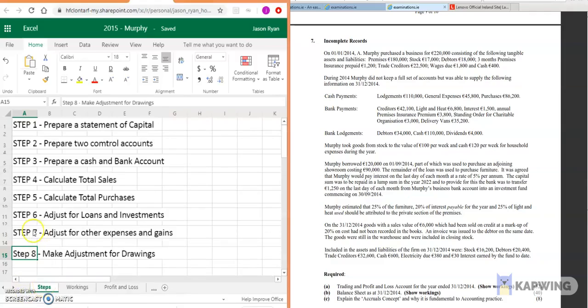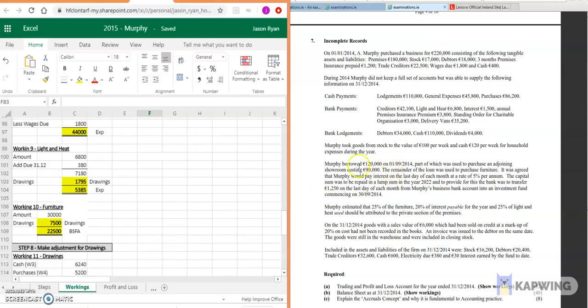Okay, so let's have a look at step number 6, just for loans and investments. That means that there must be a loan and investment in the question itself. So if we look down on here, we see that Murphy borrowed 120,000 on the 1st of 9, 2014, part of which was used to purchase an adjoining showroom costing 90,000. So remember, we need to add that on to our premises up here at the top in the balance sheet.